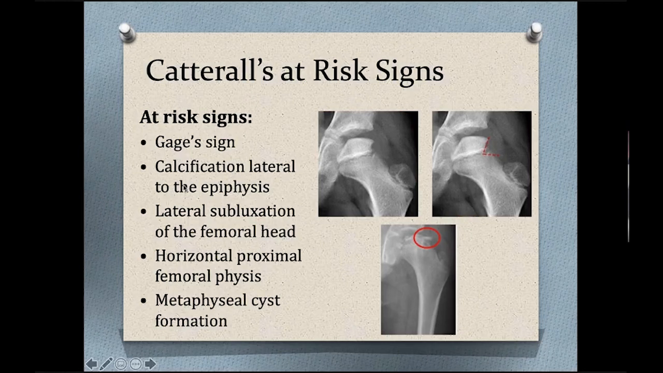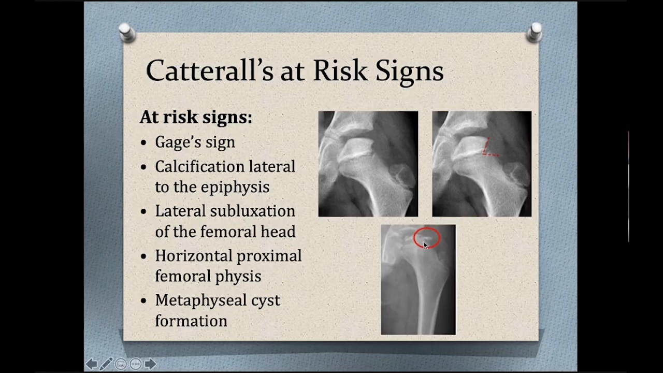Then calcification lateral to the physis. This is the regeneration area. After extrusion, there is a regeneration here, and this regeneration has produced a calcification at the metaphyseal epiphyseal area. This is again a bad sign for the prognosis because it produces premature epiphyseal fusion here. That's why there is a calcification, and it has produced lateral calcification at the epiphyseal metaphyseal area. Then lateral subluxation.